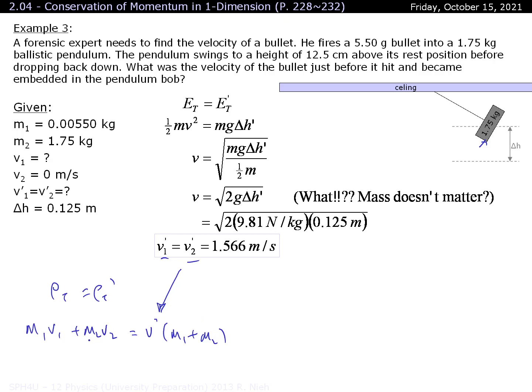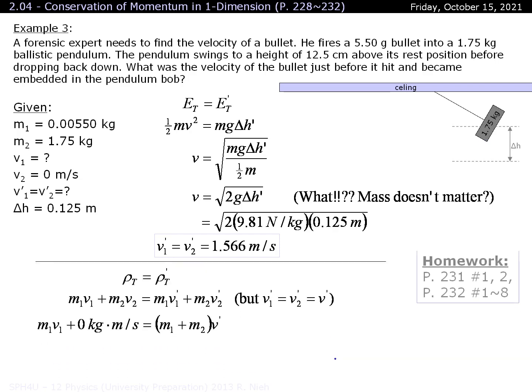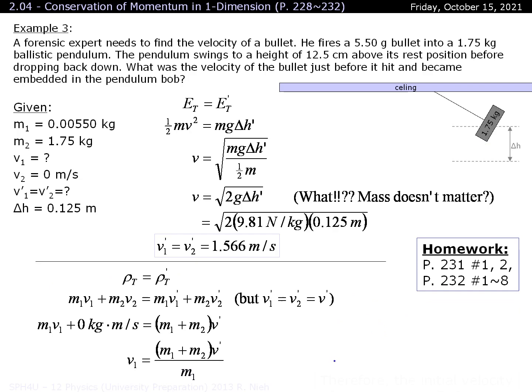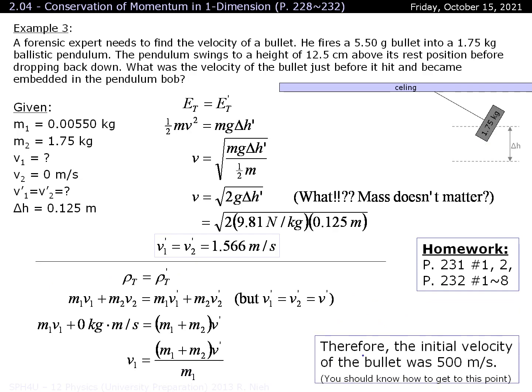Again, the large mass was stationary before the collision, so that term goes to 0. This simplifies things quite a bit, and all we're trying to solve for is v1. So now we can find out the initial speed of the bullet before the collision. That's equal to v prime times (m1 plus m2), all divided by m1. Now let's just sub all the values in, go through all the number crunching, and then you'll get your answer of about 500 meters per second. Hopefully you know how to get to that point. Just sub everything in and crunch everything through.